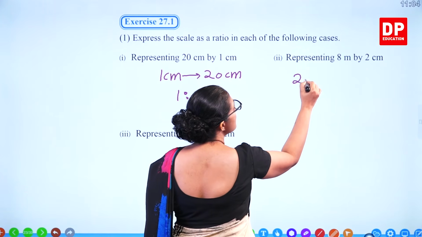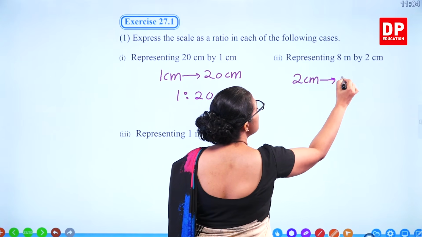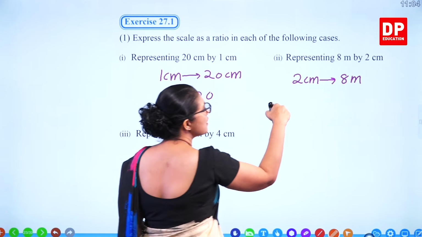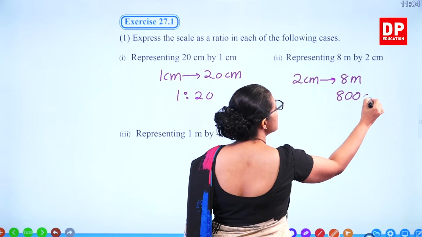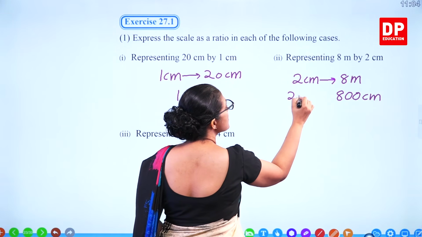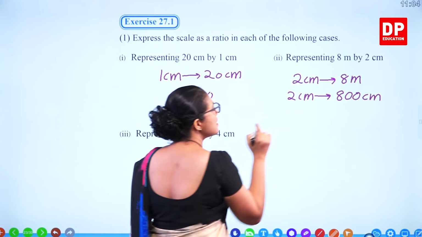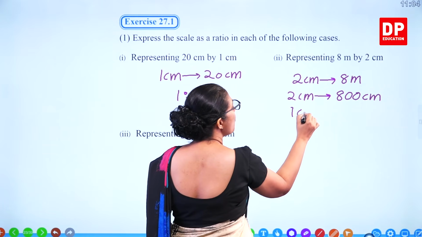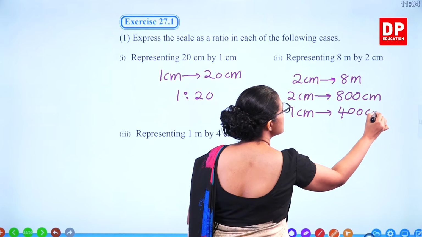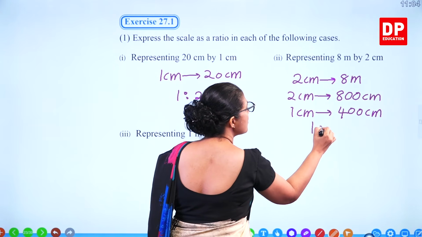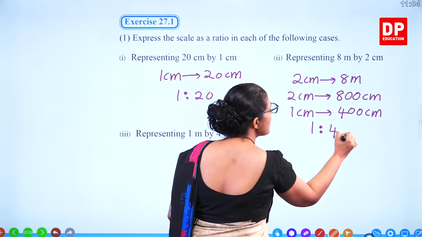2 centimeter represent 8 meters here. You have to convert to centimeters. Multiply by 100. 800 centimeters represent 2 centimeters. Divide by 2. 1 centimeter means 400 centimeters. So you can write down the ratio as 1 to 400.